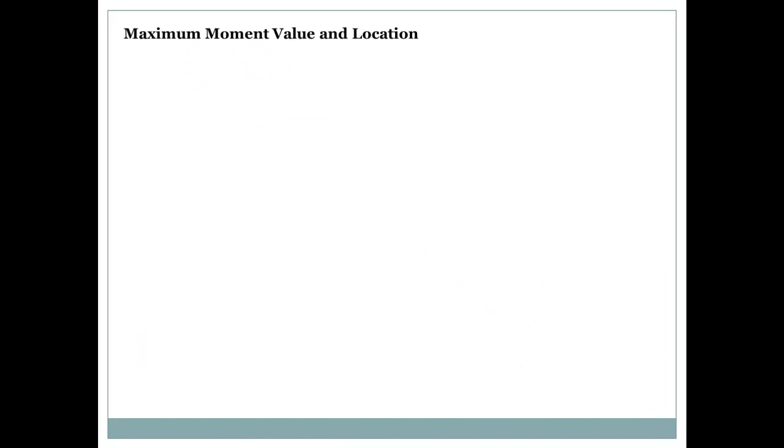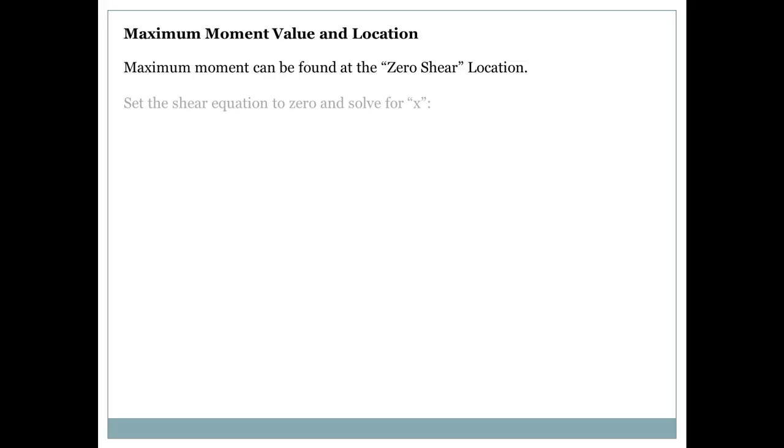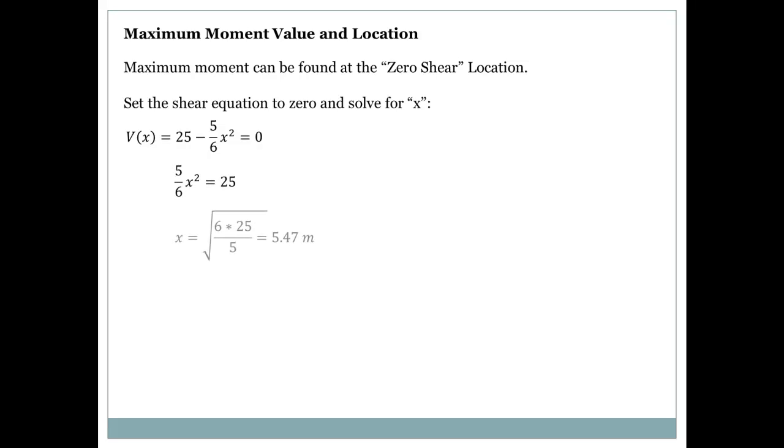Let's keep going. We need to find the maximum moment value and location. We know the location is somewhere before 6 meters, but the maximum moment can be found at the zero shear location. That's how we identified in the first place the maximum moment. We set the shear equation to 0 and solve for x. So Vx equals 25 minus 5 over 6 x squared, and set it equal to 0. Solving for x, we will find x to be 5.47, which is just before 6 meters.